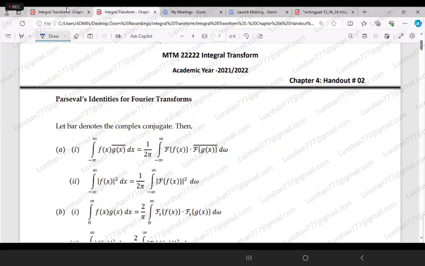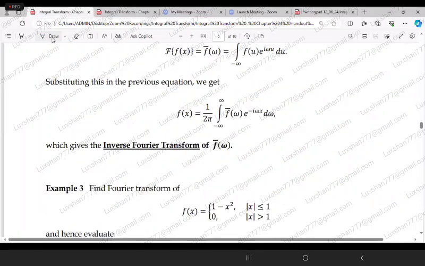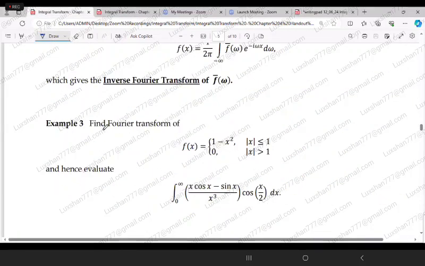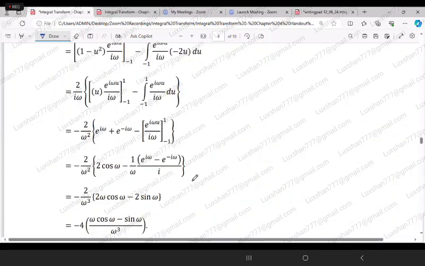For an example, in this question you can see that the first part is to find the Fourier transform of this function, and hence we are using the Fourier transform to evaluate this integral. So if you find the Fourier transform, you will get an integration similar to this one. Then substituting some appropriate values, you will be able to find this one. In the last class actually we did this question.